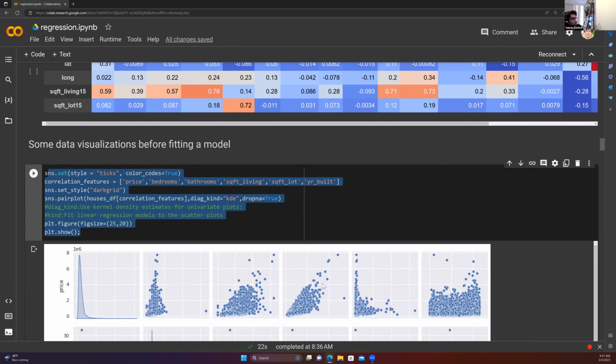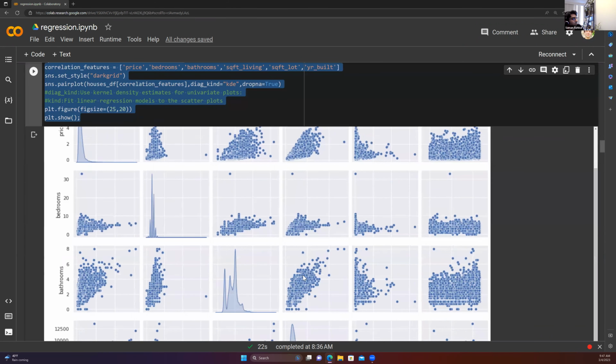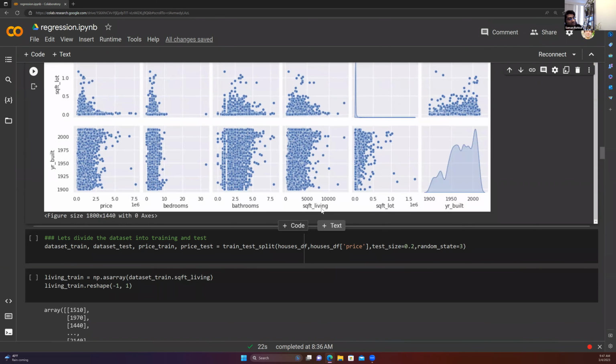So let's see what this variable is. We have price, and this variable is, again, square foot living. That's what we're trying to use as one of our features to come up with that straight line for linear regression.